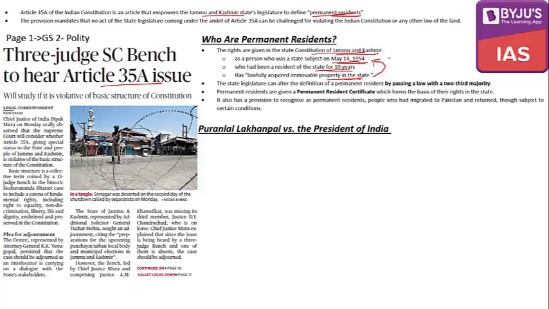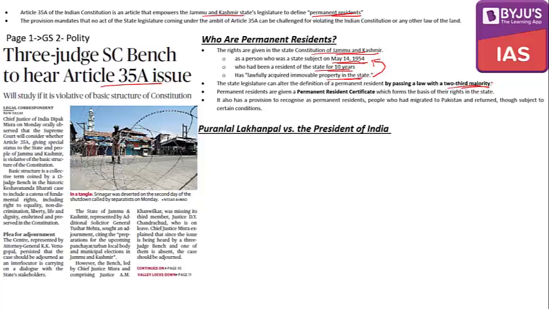And this has to be decided by the state legislature, and the state legislature can alter the definition of the permanent resident by passing a law with a 2/3 majority. So in case the state legislature feels that it has to change the definition of permanent residentship, then what they need to do is simply pass a law according to the constitution of Jammu and Kashmir with a 2/3 majority.